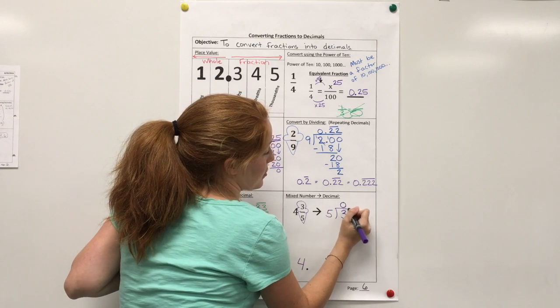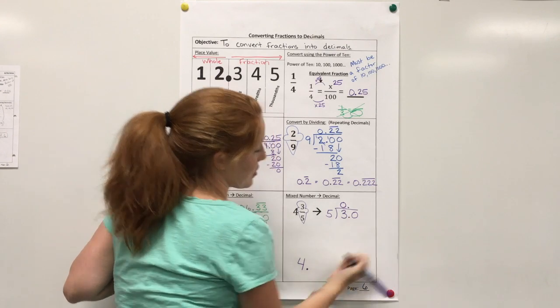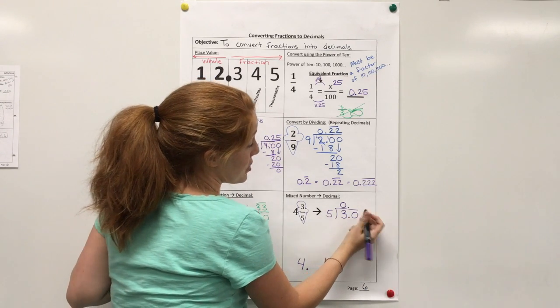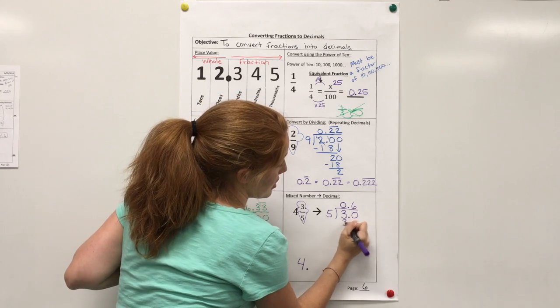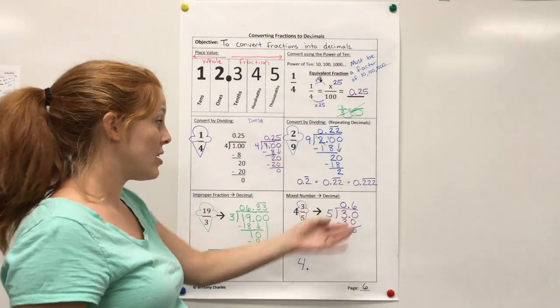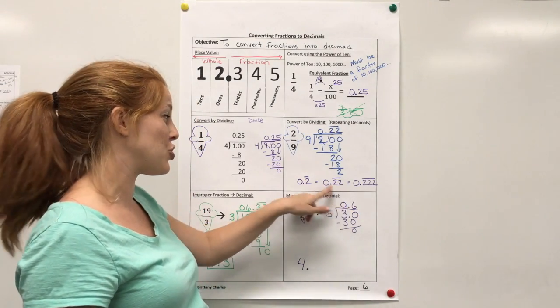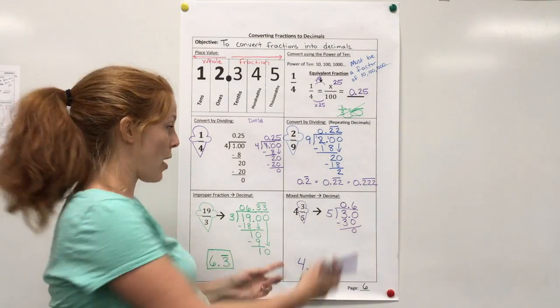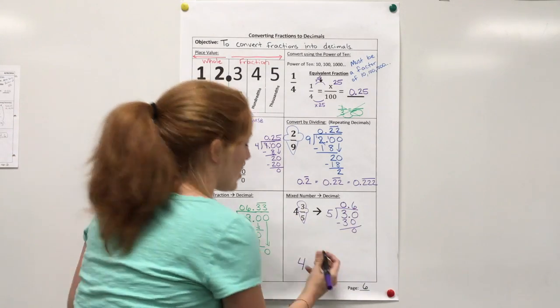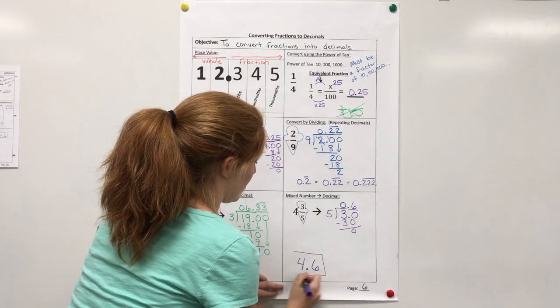5 does not go in, I put a 0. I add my decimal and a 0. 5 goes into 30 6 times, which is 30. And that gives me 0 as my remainder, so I'm done. So now, this 0 doesn't really count because I actually do have a whole number. I have 4. So I basically just need to put them together. This would be 4.6 as my answer.